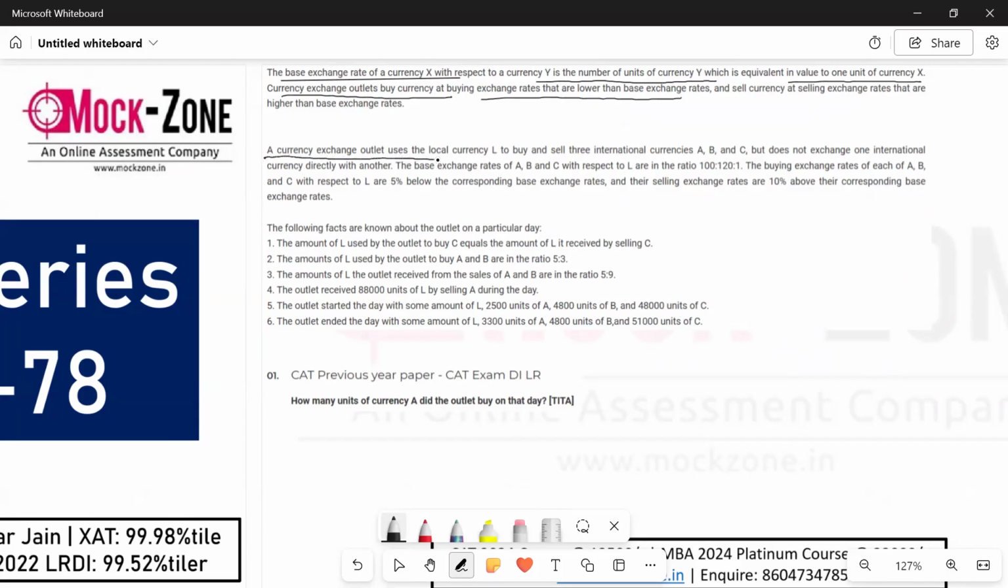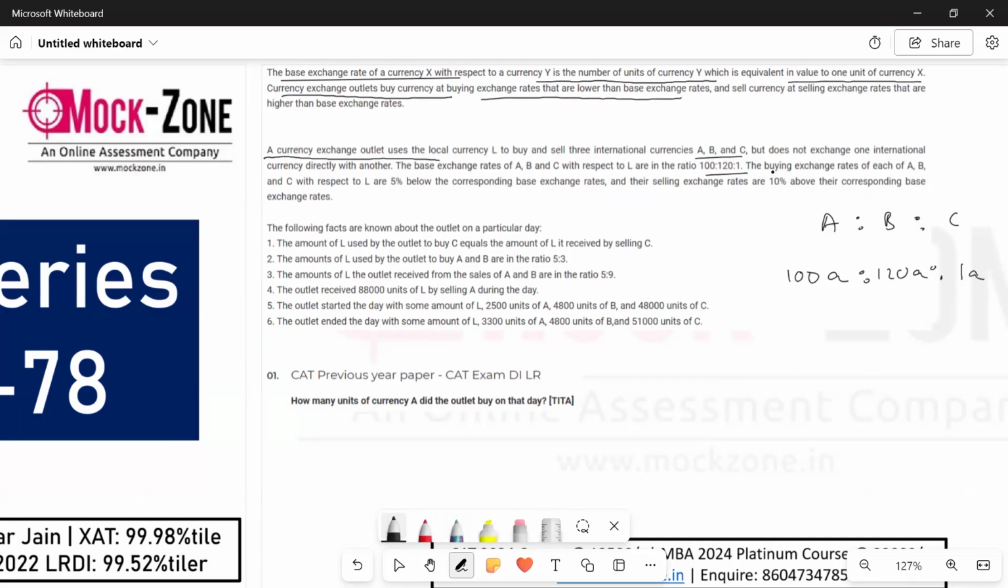So a currency exchange outlet uses the local currency L to buy and sell three international currencies A, B, C, but does not exchange one international currency directly with another. The base exchange rates of A, B, C with respect to L are in the ratio 100 is to 120 is to 132. So when we see the ratio of A is to B is to C, they are in the ratio 100 is to 120 is to 132, or we can say 100A is to 120A is to 132A.